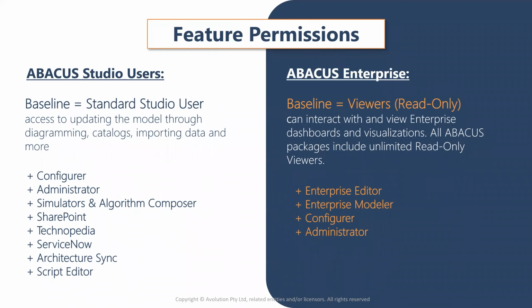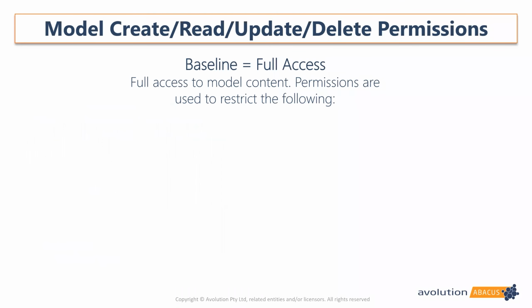So we've gone over licenses, we've gone over feature permissions at this high level, and now we'll get into model create, read, update, delete permissions. And again, we're just doing a broad overview so that you have this basic understanding before we get into the individual users and some more specific examples here. So for the model CRUD permissions, the baseline is full access. So we start out with groups having full access to model content, and then permissions are used to restrict different aspects. So we can remove access to enterprise dashboards or to the enterprise browser view.